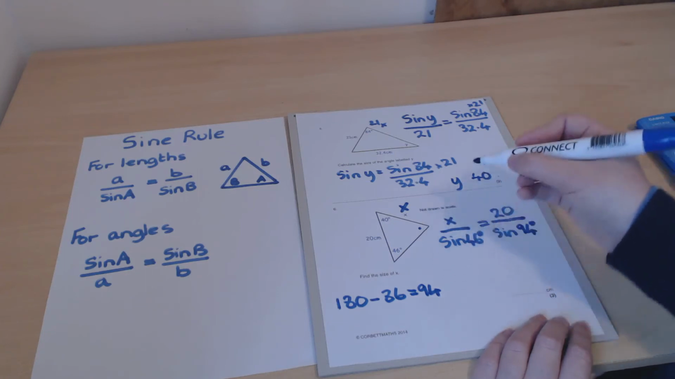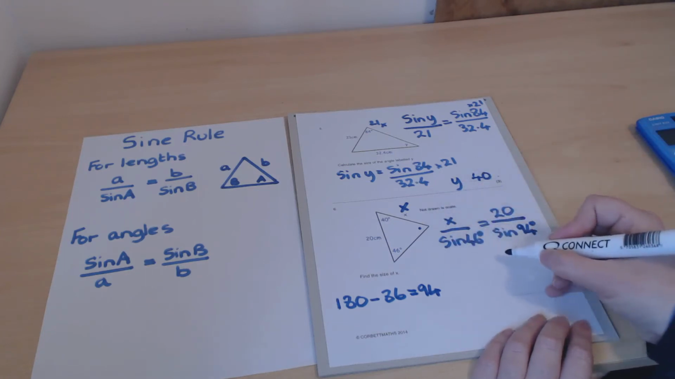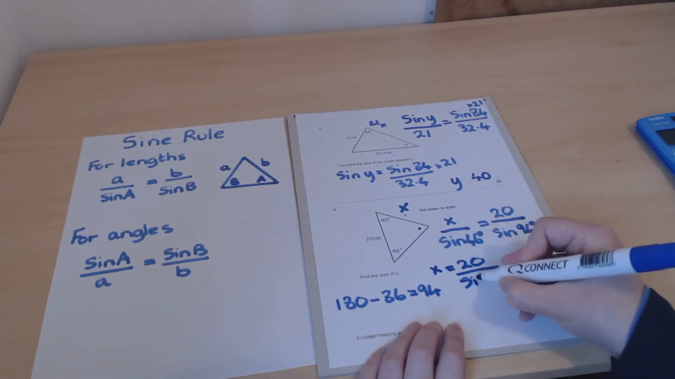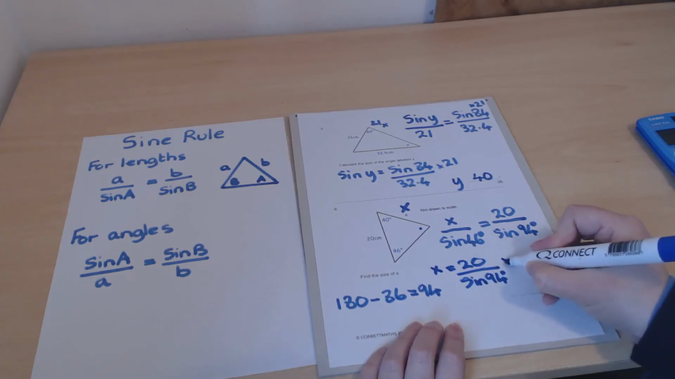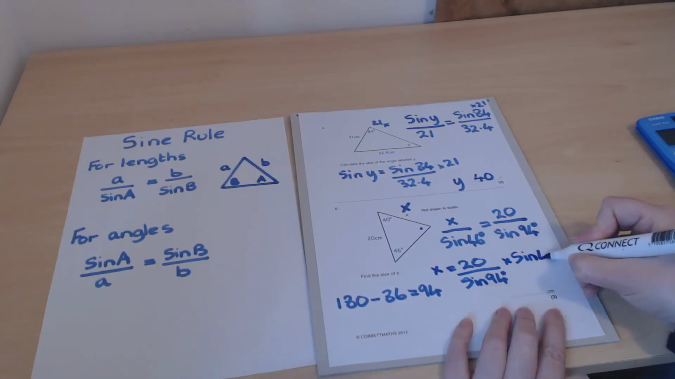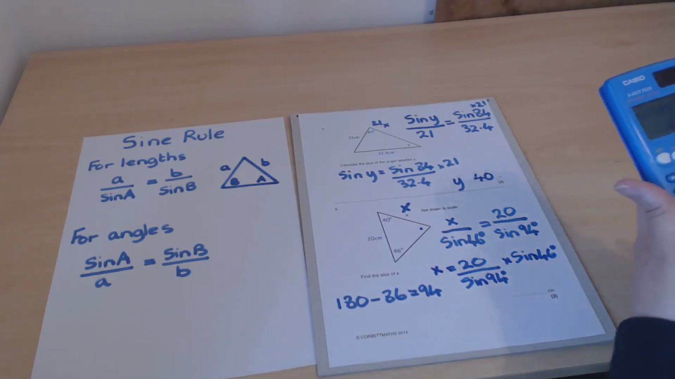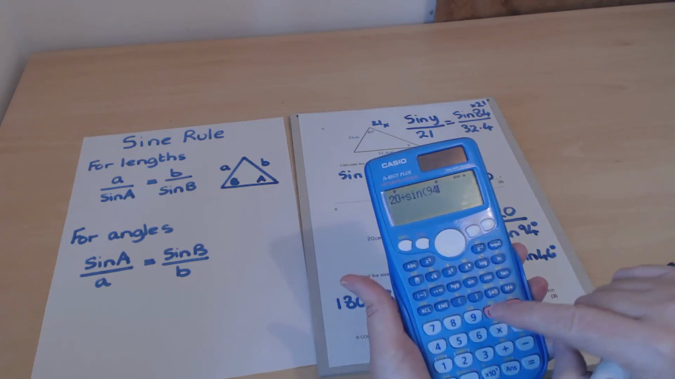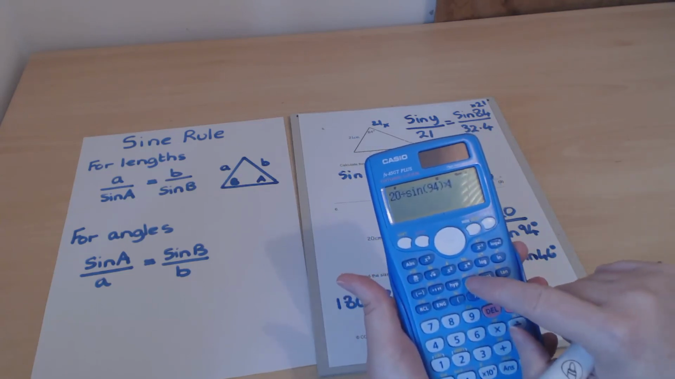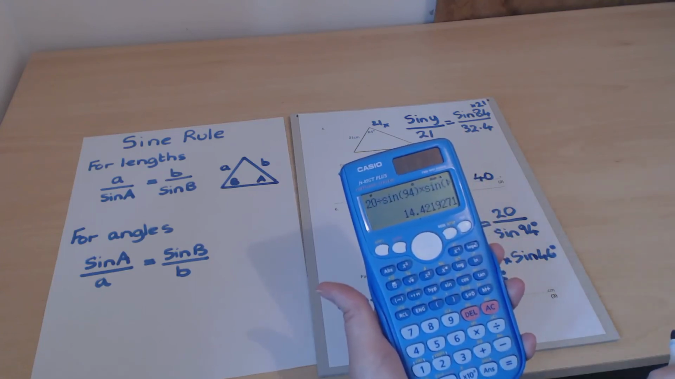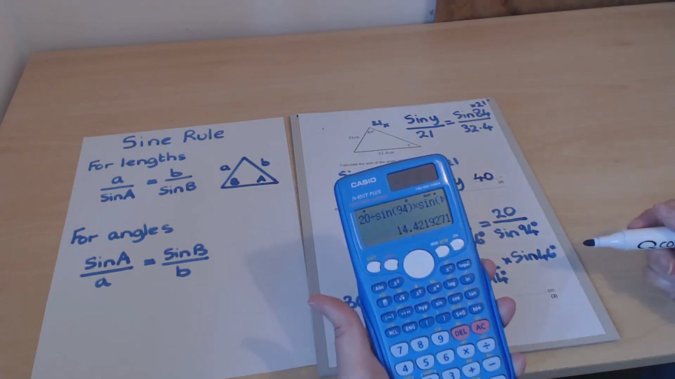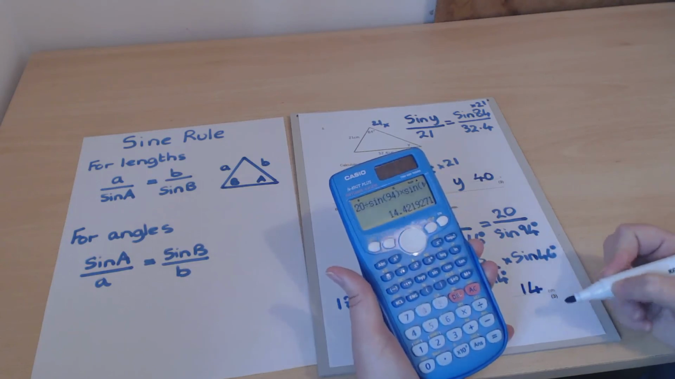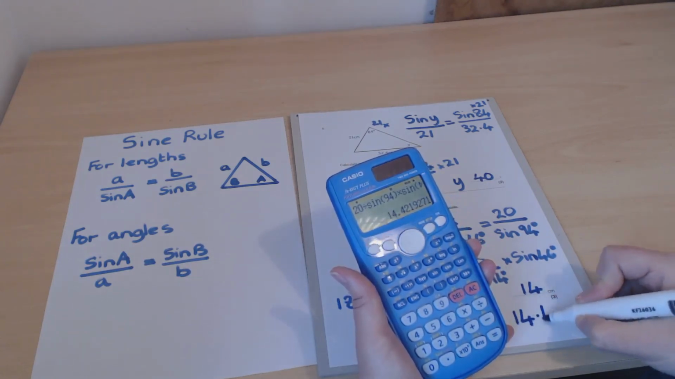So we want to get x on its own, so we're going to multiply both sides by the sine 46 degrees. So that means that x equals 20 over sine of 94 degrees times by the sine of 46 degrees. So let's go to the calculator. So we're going to do 20 divided by sine 94, close the brackets, multiplied by sine 46. And that gives us an answer of 14.421971. So if we were to do that to the nearest whole one, that would be 14. If we were to do that to 2 decimal places, that would be 14.42.